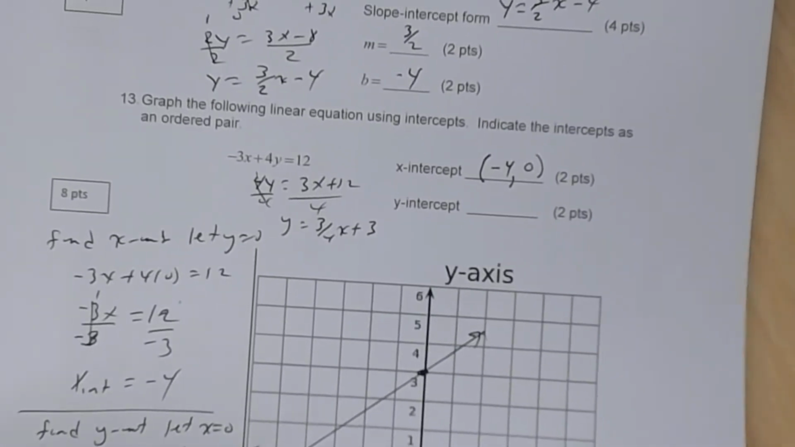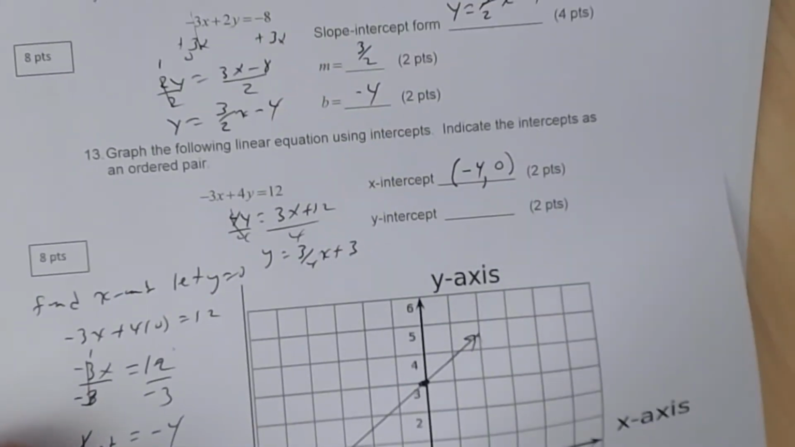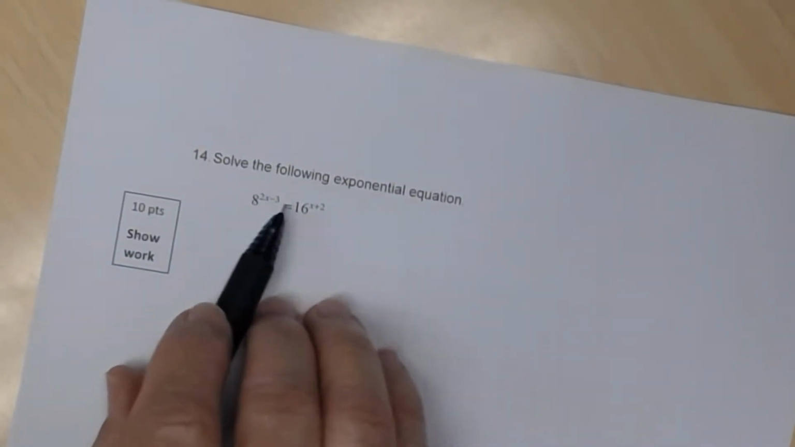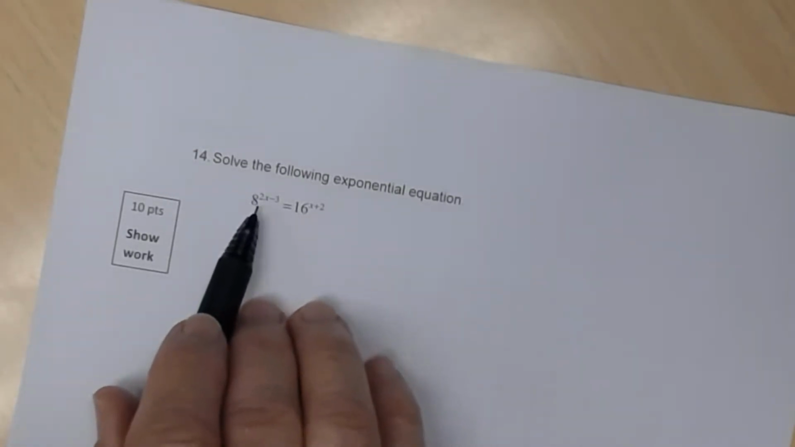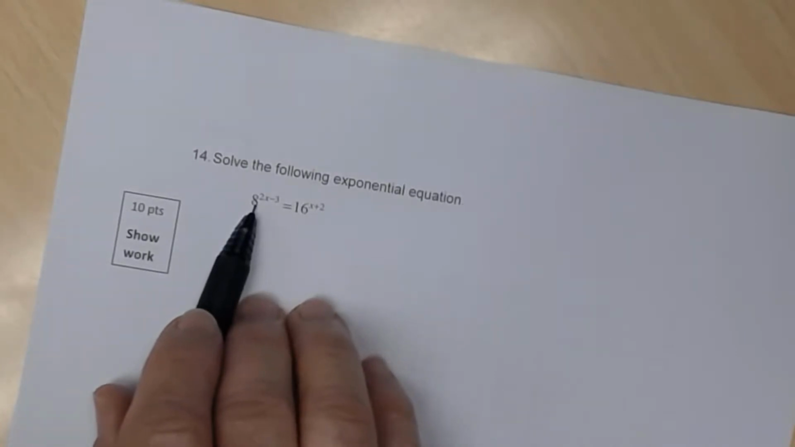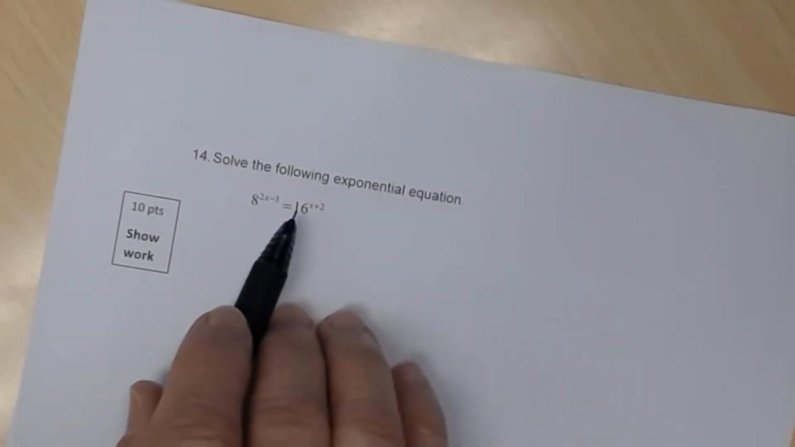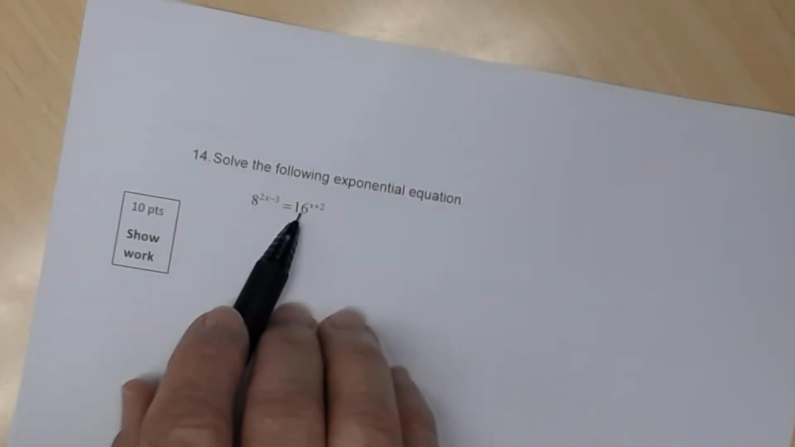All right, 14. Let's see what 14 is. Okay, so 14, you want to solve this exponential equation. Now, at this point, the only way you know how to solve an exponential equation is to get the bases to be the same. And so if you look at the base 8 here and the base 16 here, you want to determine what base raised to a power will be 8, and when I do the 16, I'm going to have that same base raised to a power.